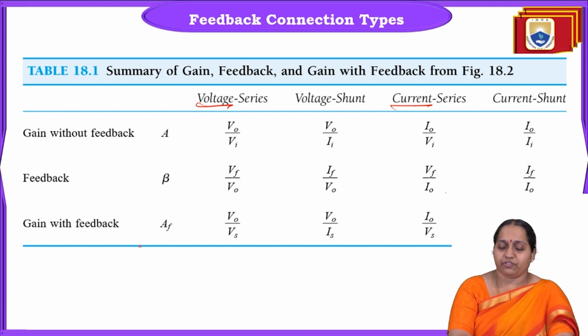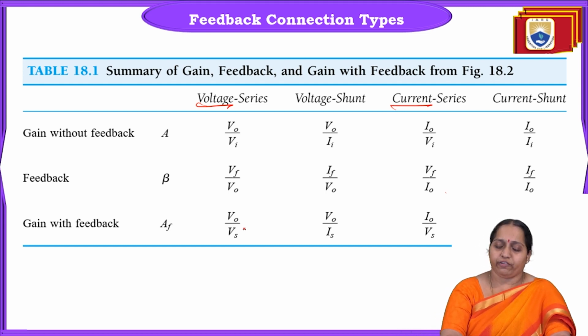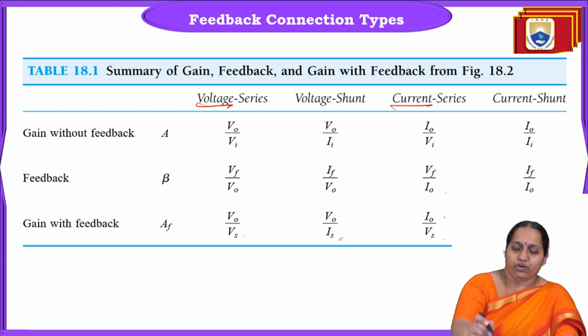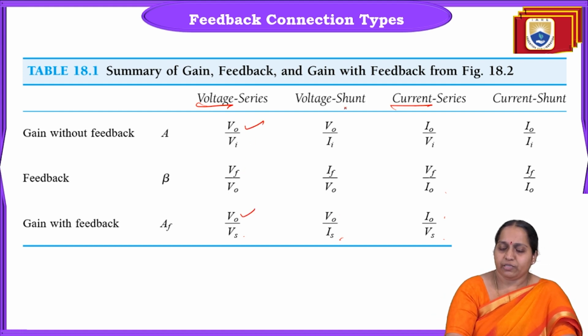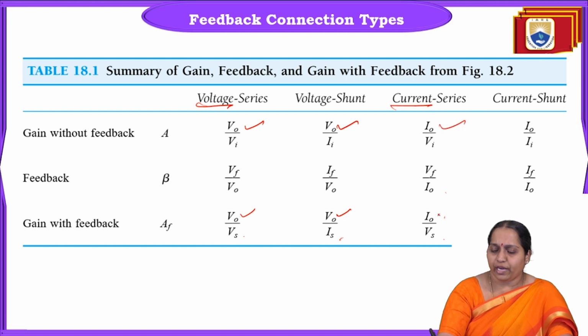Similarly, the gain with feedback, that is when you are taking the whole circuit into consideration, the basic amplifier as well as the feedback network, the overall gain with feedback is given by Vo by Vs when it is voltage series, Vo by Is when it is voltage shunt, current series it is Io by Vs and Io by Is. So this word voltage indicates the output voltage will be Vo. Similarly, for voltage shunt, the output will be voltage, that is Vo. Okay. For current series and current shunt, the output will be Io.